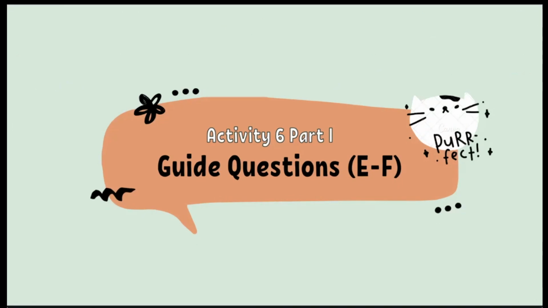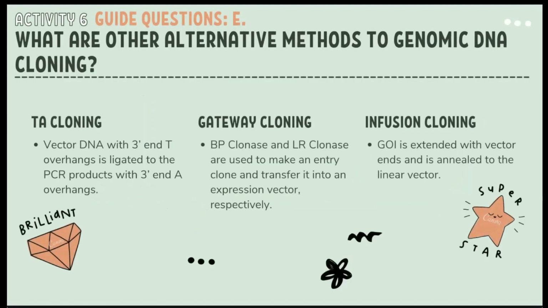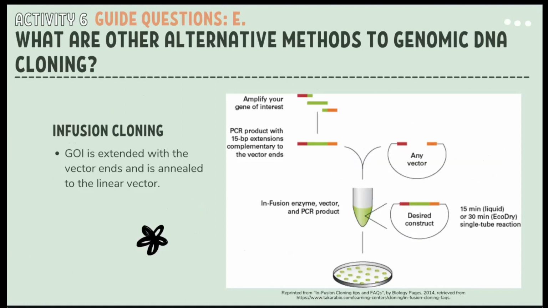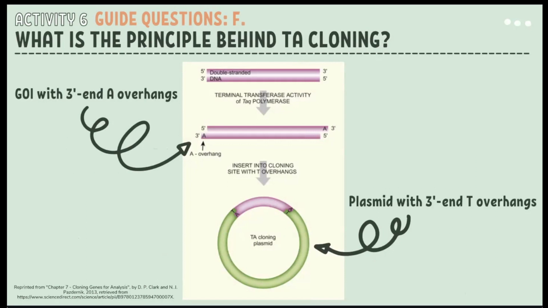So for our last activity, which is activity 6 part 1, guide questions E to F, for the first question, what are other alternative methods to genomic DNA? So one is TA cloning, which will be discussed in a later slide. Second is Gateway cloning, which uses two enzymes called the BP clonase and LR clonase, where BP clonase is the one that makes an entry clone, while LR clonase transfers the gene of interest from the entry clone into an expression vector. The third would be In-Fusion cloning, where the gene of interest is basically extended with around 15 base pairs that are complementary to the vector ends. Then these amplicons are annealed to the linear vector.